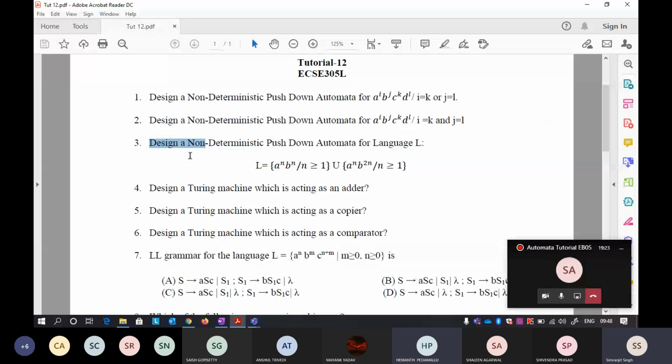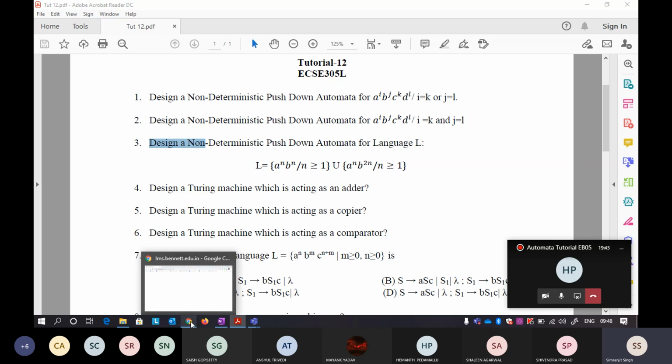Sir, generally for this kind of question, it is not defined whether i is greater than 0 or greater than or equal to 0. Generally, what should we take, sir? If it is not defined, you can take i and j greater than or equal to 0. Sir, greater than 0. Okay, so it should be greater than or equal to 1.